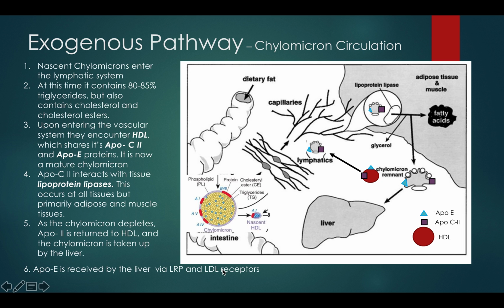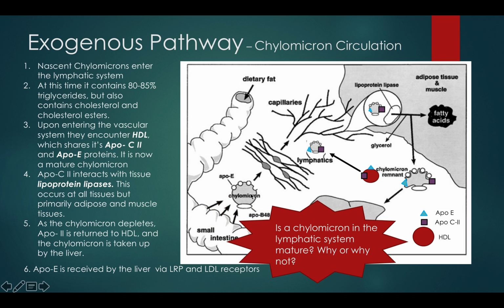And then, oh, I forgot to show this. I thought this was a better picture of what a chylomicron looks like. So we've got the phospholipids, the proteins, cholesterol esters, and the triglycerides. So, is a chylomicron in the lymphatic system mature? Why or why not?